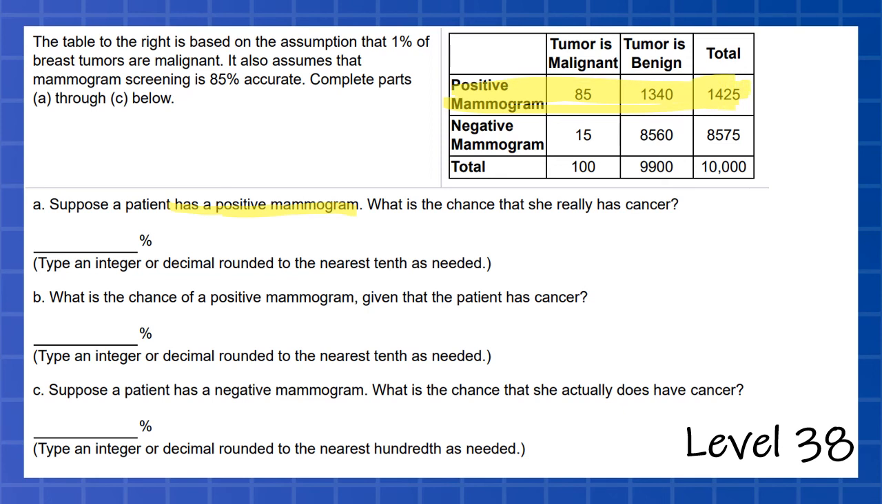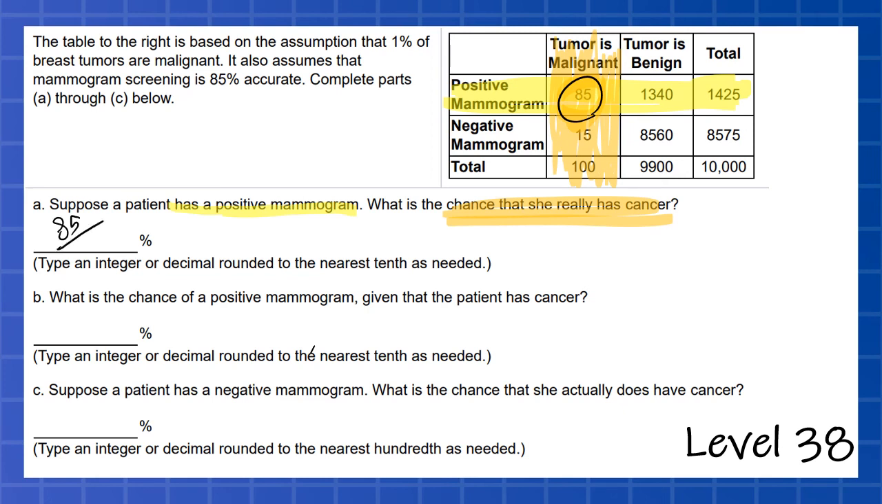And then the next thing we do is we say, what section of that column do we want? And it says, what is the chance that she really has cancer? Okay. So when we say cancer, in this case, we're going to use the word malignant as interchangeable for cancer. That's not necessarily a one-for-one, but I wanted to use it anyway. And so what you'll notice is we've got that column and that row. And so we're going to use the 85 that's in both for our numerator, 85. And we're going to divide it by our total.